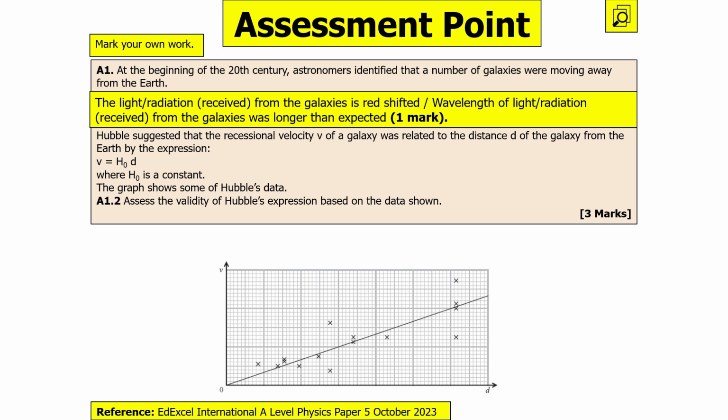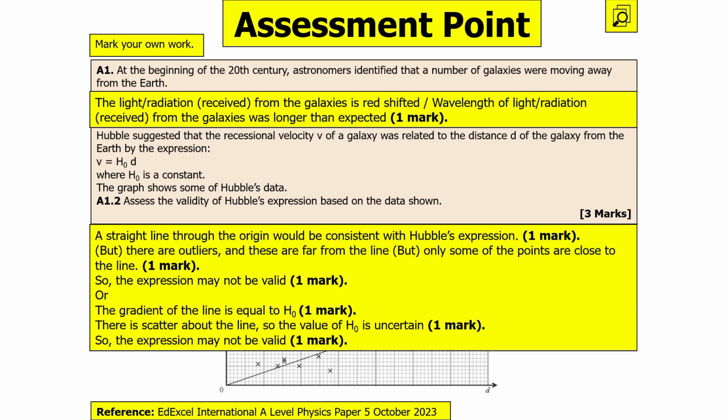Now, in this second graph, it's looking at the information. A straight line through the origin would be consistent with Hubble's expression because it's a directly proportional relationship, but there are outliers and they're far from the line, and only some of the points are close to the line, so the expression may not be valid. Or you could say the gradient is equal to the Hubble constant. There is scatter about the line, so therefore the value of Hubble's constant is uncertain, so it's another reason to suggest the expression may not be valid.